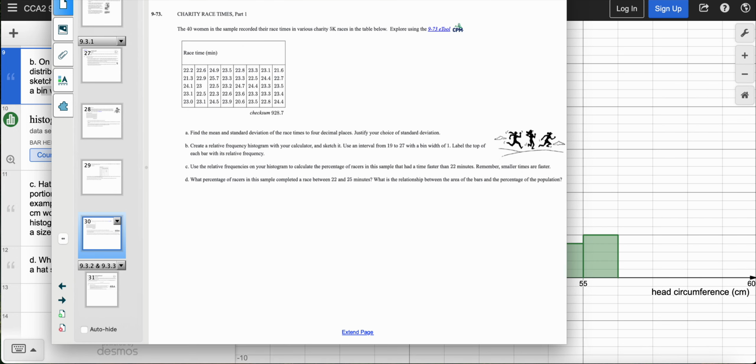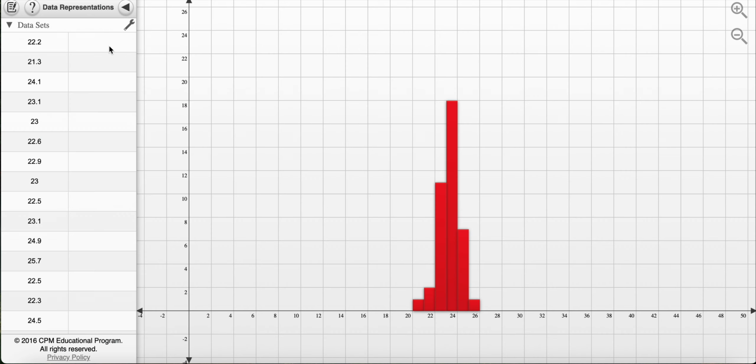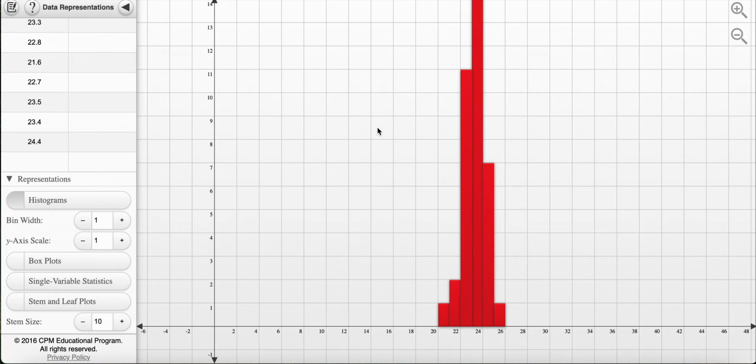Now, I gave you an e-tool in Canvas that you can look at. So if you go into Canvas in the Chapter 9 e-tools and videos, you can click on that and it'll bring you to this thing. Now, yours probably looks a little bit different than mine. It probably looks like this to start.